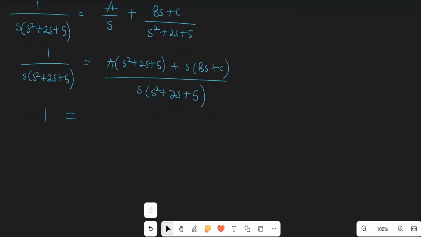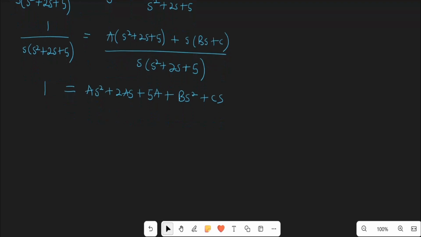So 1 is equal to, now let's expand, as squared plus 2as plus 5a, and now plus bs squared plus cs, like this. So now let's gather like terms. So 1 is going to be equal to a plus b, and this is the coefficient of s squared. The coefficient of s is going to be 2a plus c.